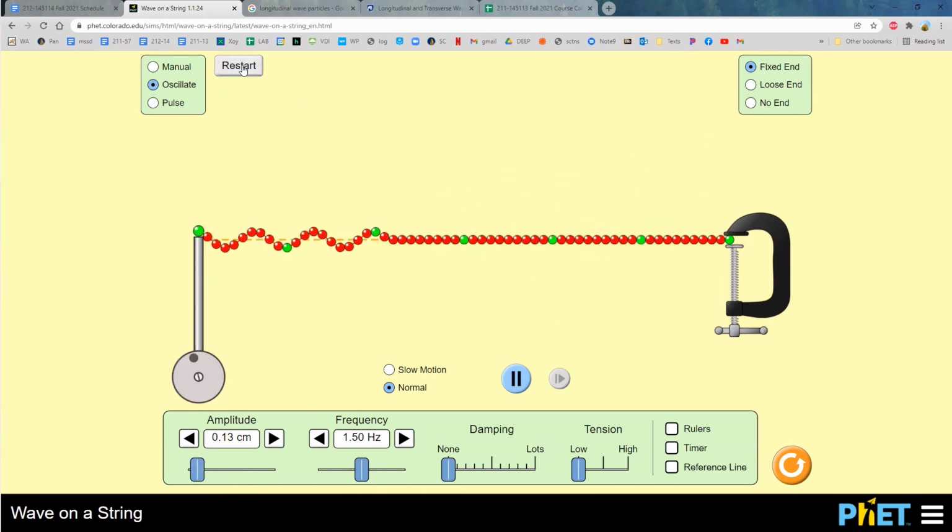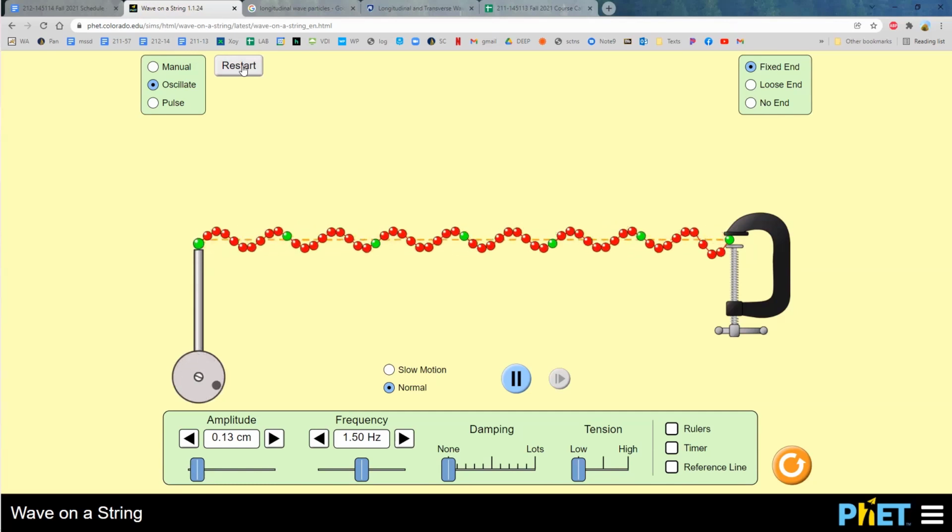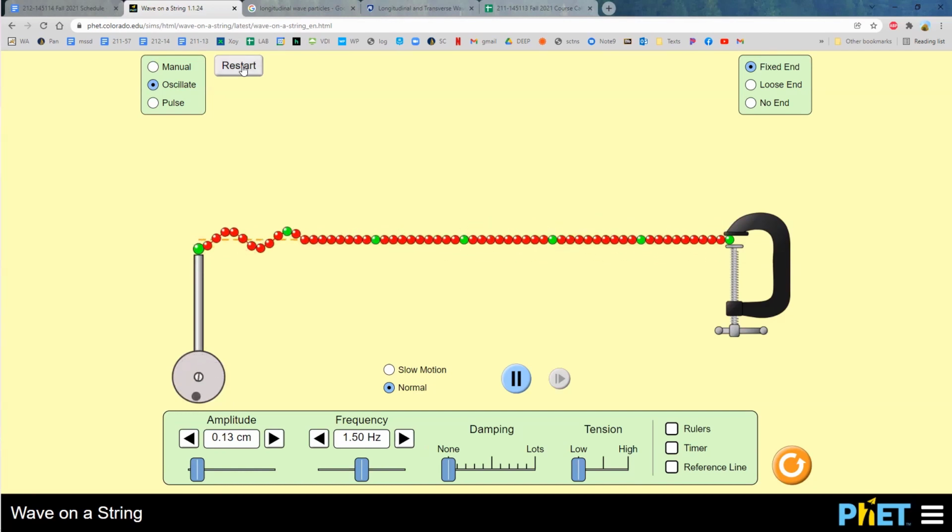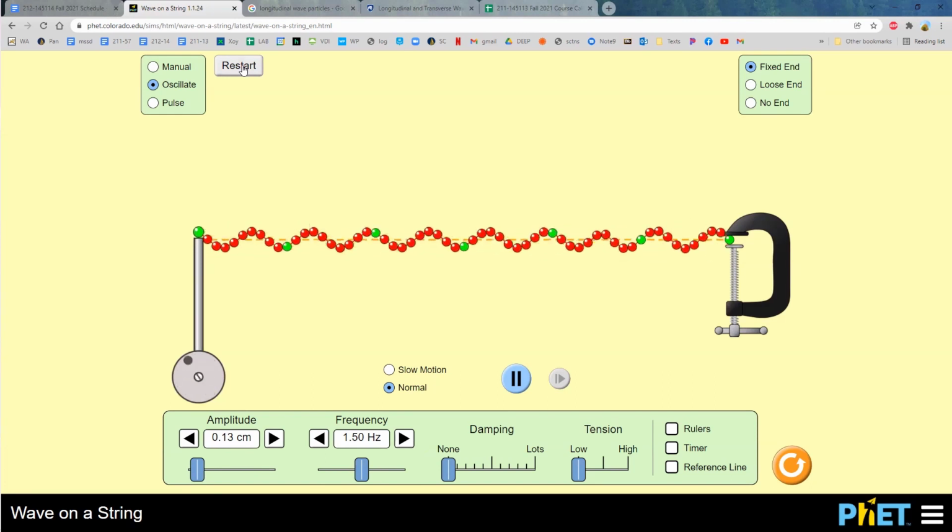There. You see this wave disturbance traveling down the string. It takes a certain amount of time. I'm going to hit reset again. Look at that. Ready? Just count it off. So it's moving with some finite velocity along this string.